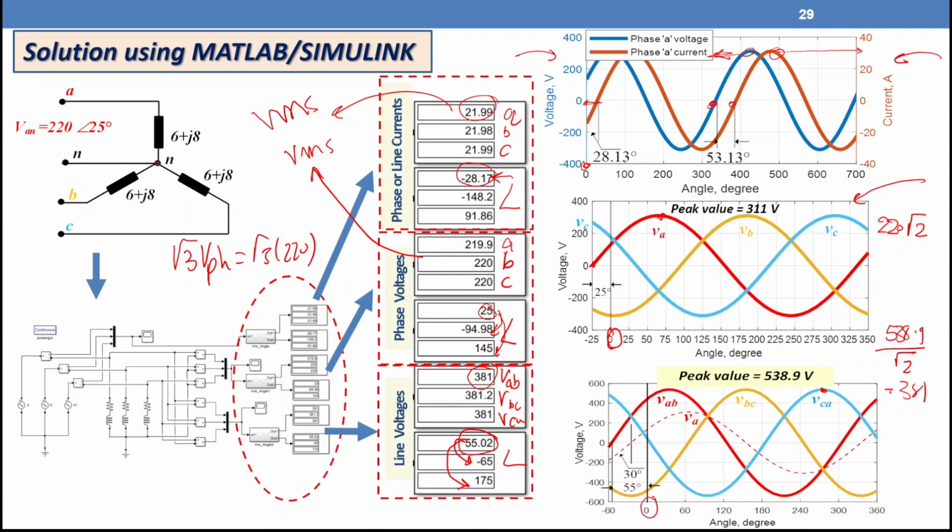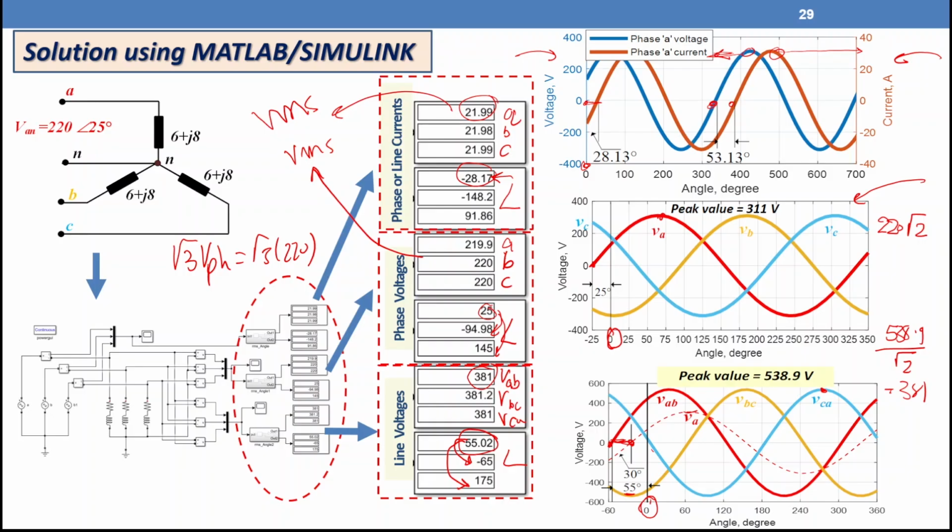If that one is a 0 point, we notice that VAB should be shifted from the 0 point by 55 degrees. Look here. And from phase A, that one is a dashed line, phase A with peak value 311. That one is shifted from 0 by 25 and that one is 30 degrees. So line voltage leads phase voltage by 30 degrees. And phase voltage is leading this 0 point by 25. So this angle for the line value is 55 degrees.